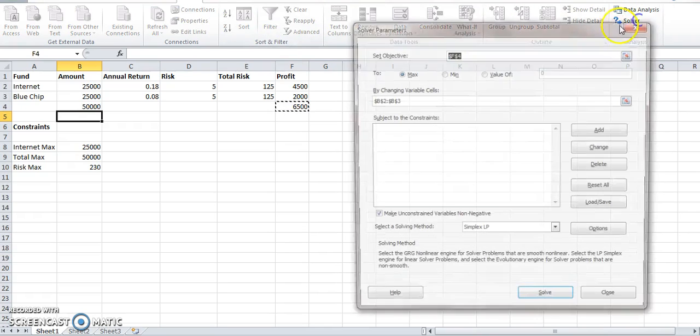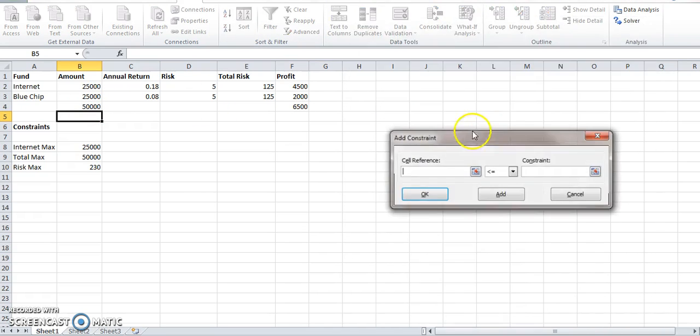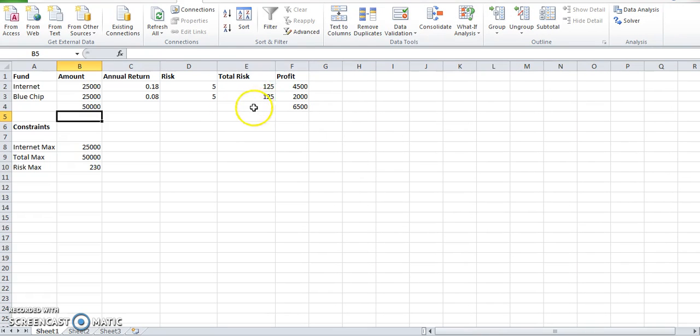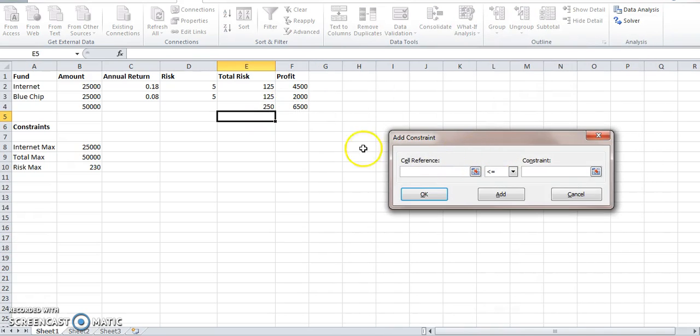So back to Solver. So constraint number one, I need to click add. We need this one less than or equal to this one, the total max. Add that constraint. What was another one? Well, we need the total risk, again, which I haven't summed, so we need to do that quickly. So this is the total risk, so this one plus this one. That has to be less than or equal to 230, so right now that's not valid. So let's add another constraint. This cell needs to be less than or equal to this cell. And then, what was the last constraint? The internet value can be no more than 25,000, so the internet has to be less than or equal to this one right here. So let me add that constraint. Those are the only three.